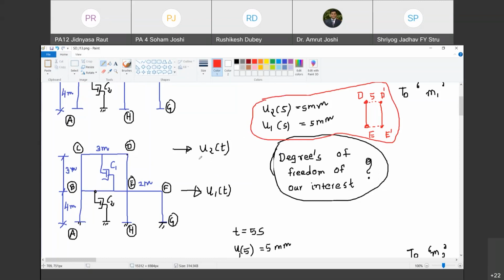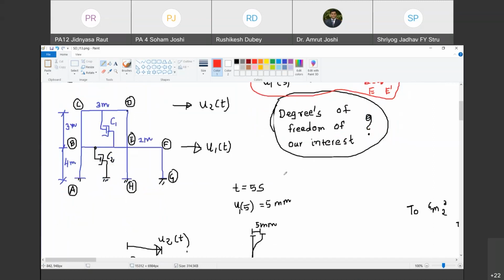So therefore, it is neither u2 of t nor u1 of t solely responsible for causing stresses in column DE. Neither of the two alone is sufficient. We are going to talk now about something called relative displacement. Are you with me? Yes, sir. So relative displacement of D with reference to E is responsible for causing stresses in the column. So you have to understand that u2 minus u1 is the quantity that is responsible for causing stresses in column DE and CB. Do you agree with me?